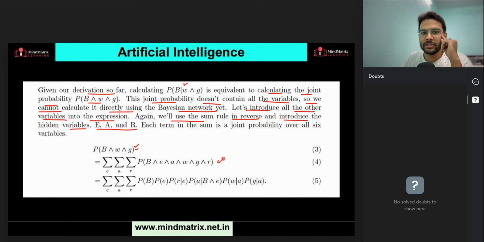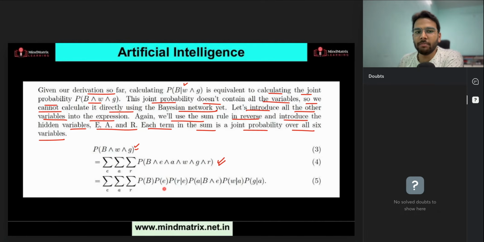Okay, so you can see this expression. Now carefully see this: in this variable elimination algorithm, what we are actually doing is introducing the hidden variables, and for those hidden variables we are writing the summation rule, that is for E, A, R. These are the 3 hidden variables, right? Each term in the sum is a joint probability over all 6 variables. Clear so far how we are writing it?